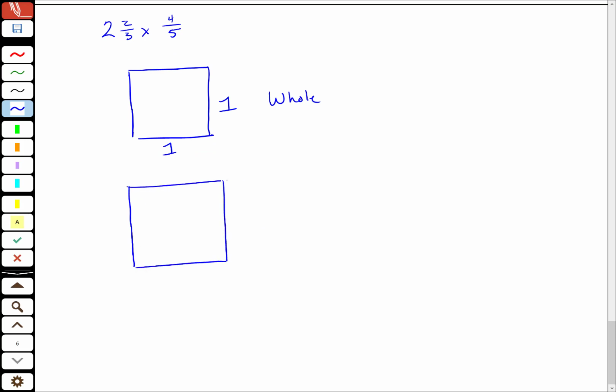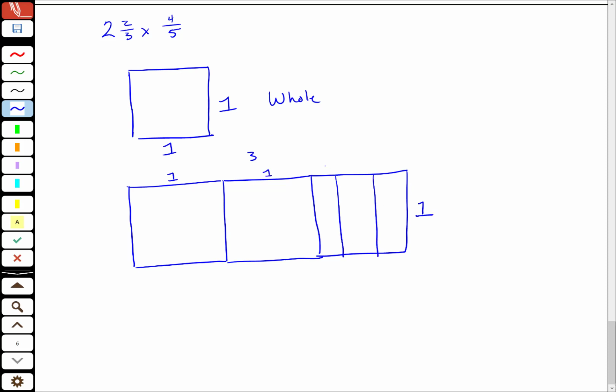Okay. But then I need to draw the problem, and the problem is bigger than 1, and it's even bigger than 2 wholes. It's between 2 and 3 wholes. So I'm going to draw 3 boxes that are the same size as my whole. So this is a 3 by 1 rectangle now. Right? Okay. And then I want to represent 2 and 2/3. So there's 1, 2, and then I split this other one up into thirds.